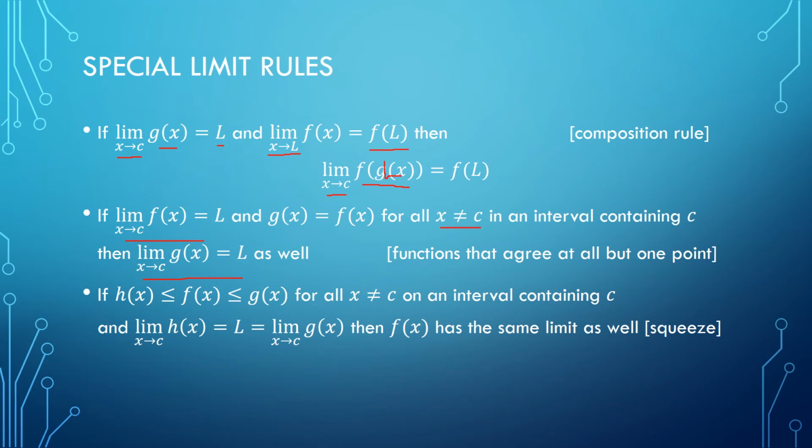Suppose that the outside functions, so the smallest function h and the largest function g, squeeze together and actually have the same limit of L as x approaches c. Well, in that case, if f is squeezed between them, then f has the same limit as well. So again, this rule should sound pretty intuitive. It can be proved. We don't need to prove it, but we can use it.